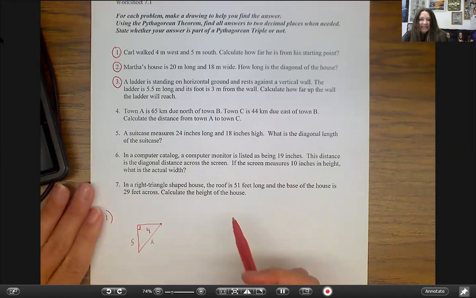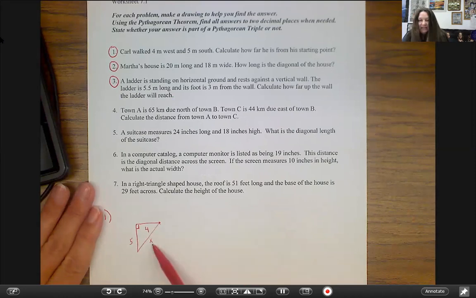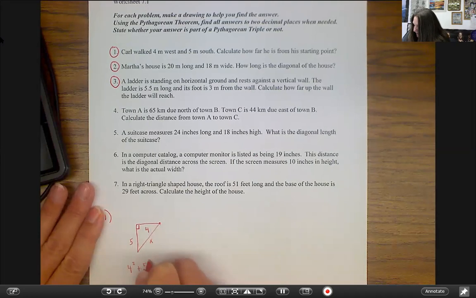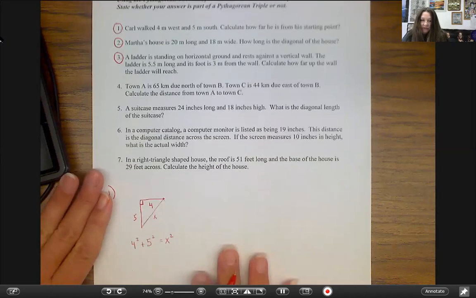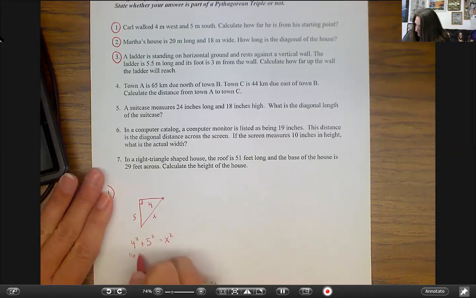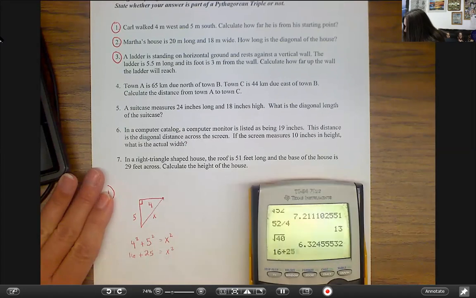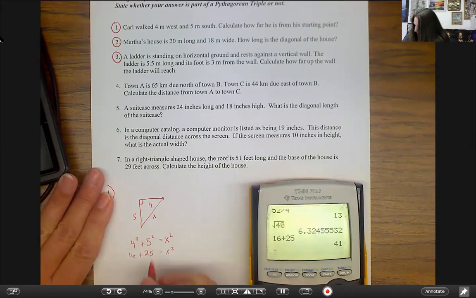So what I can see is the calculation that I need to make is the hypotenuse. So if I plug this into the Pythagorean theorem, it should be 4 squared plus 5 squared equal to x squared. 4 squared is 16, 5 squared is 25, and equal to x squared. If we add those, we get a sum of 41. So x will equal the square root of 41.